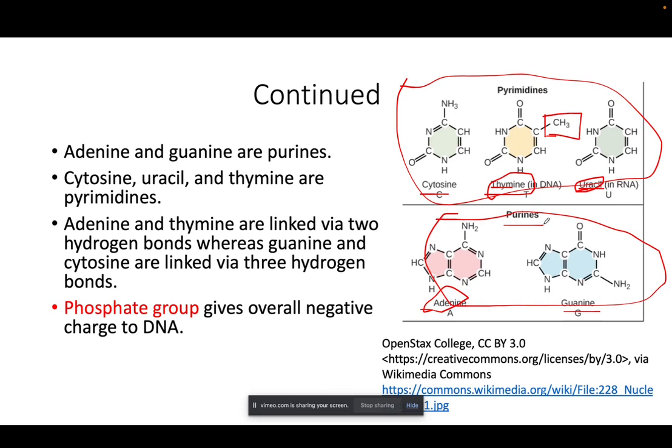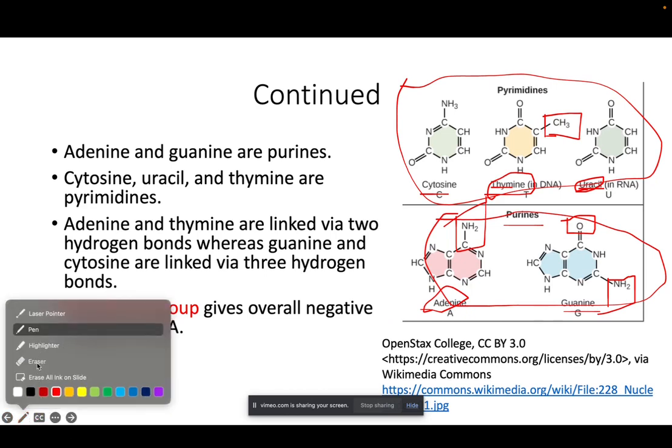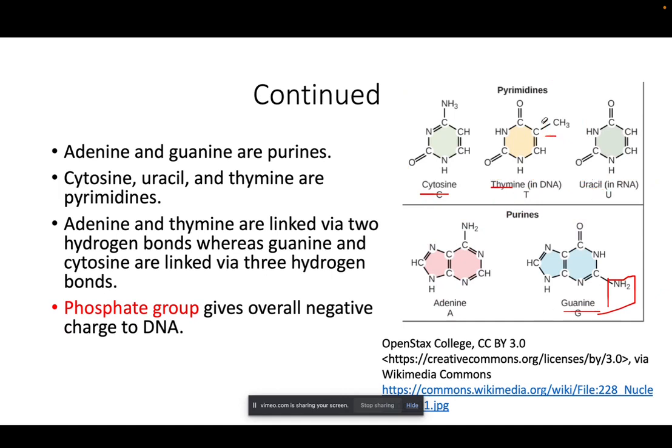And in case of purines, there is a presence of this NH2 group instead. In the guanine there is a presence of a ketone group, and again there is a presence of this amine group, whereas in the adenine there is no such group present. Okay, and let me quickly erase this. So this is just the structural difference.